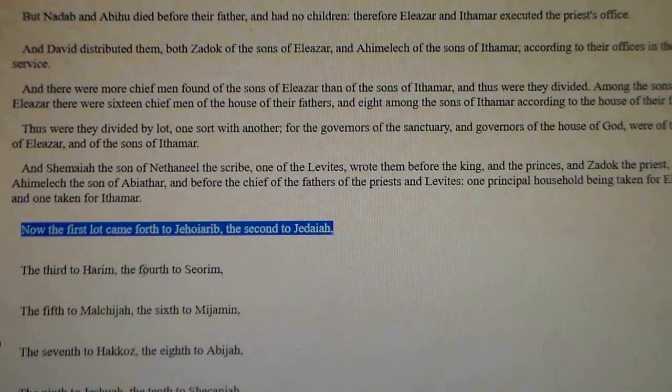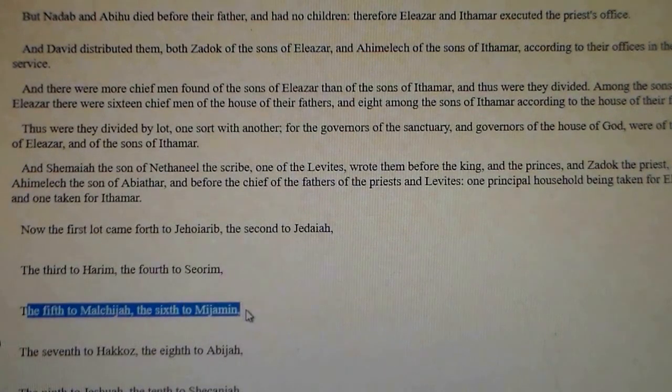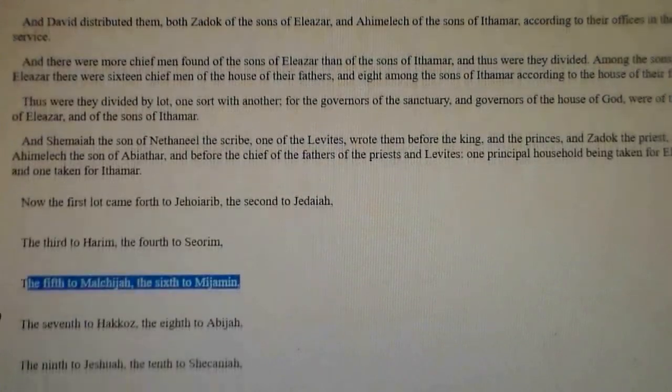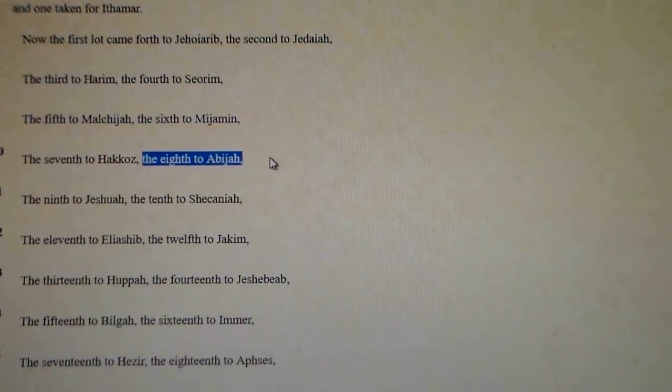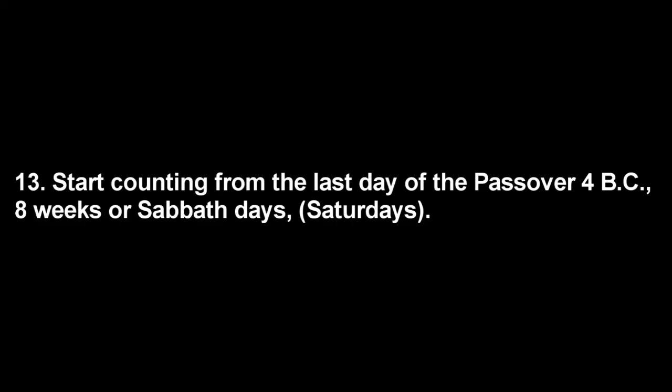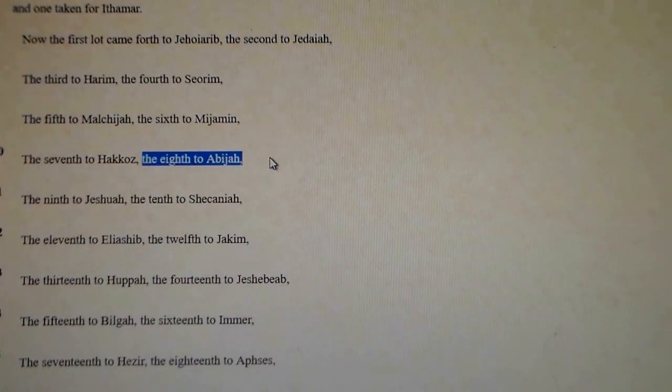The third to Harim, the fourth to Seorim, the fifth to Malchijah, the sixth to Mijamin, and the seventh to Hakkoz, and the eighth, right there, to Abijah. So the 8th week. So we start counting from the last day of the Passover, 8 weeks, praise God, and you'll get to the week of Abijah.